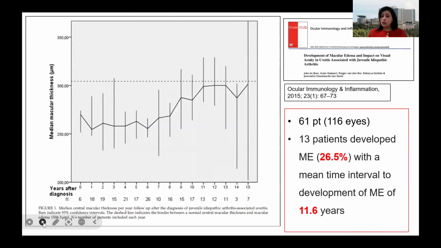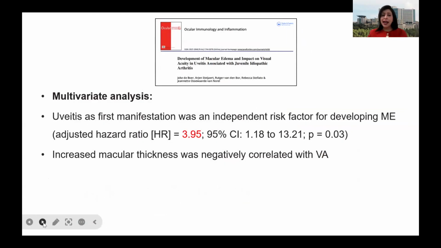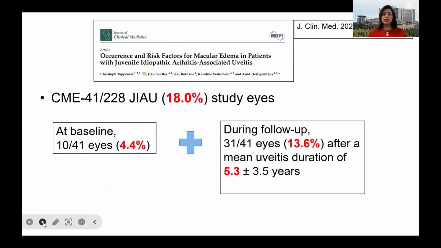The study from the Netherlands showed in their group of patients that macular edema is a late complication. It developed in a quarter of their patients after a mean interval of around 12 years. And in this study, uveitis as the first manifestation was an independent risk factor for development of macular edema with a hazard ratio of around 4. This was confirmed in another study from Germany, where 18% had macular edema, 4% at baseline. However, 14% developed macular edema as a late complication after a mean period of around 5 years.